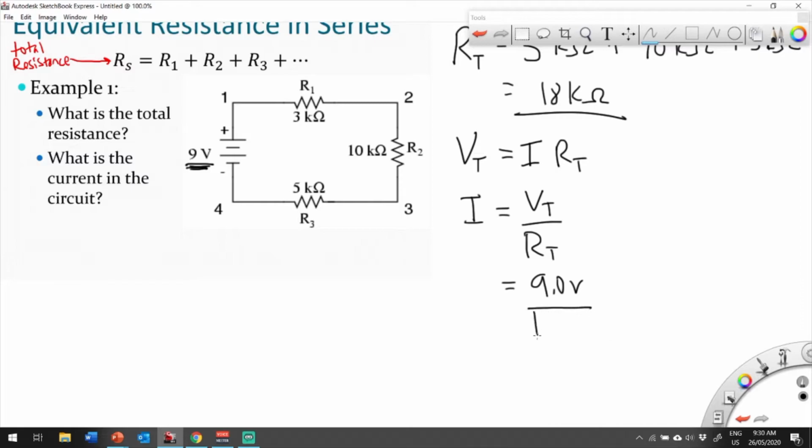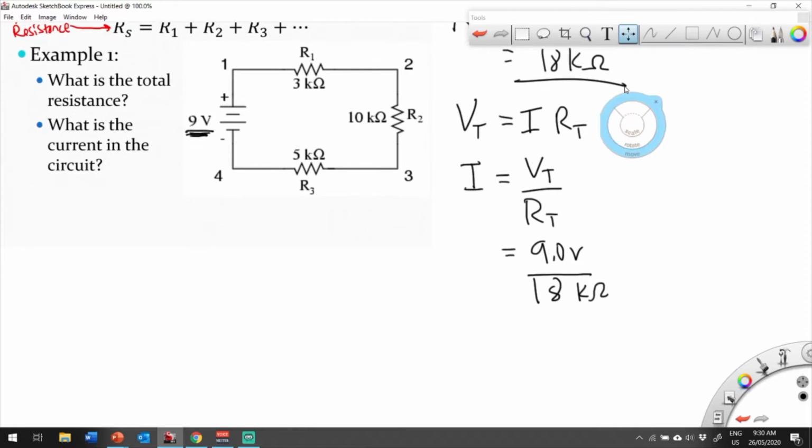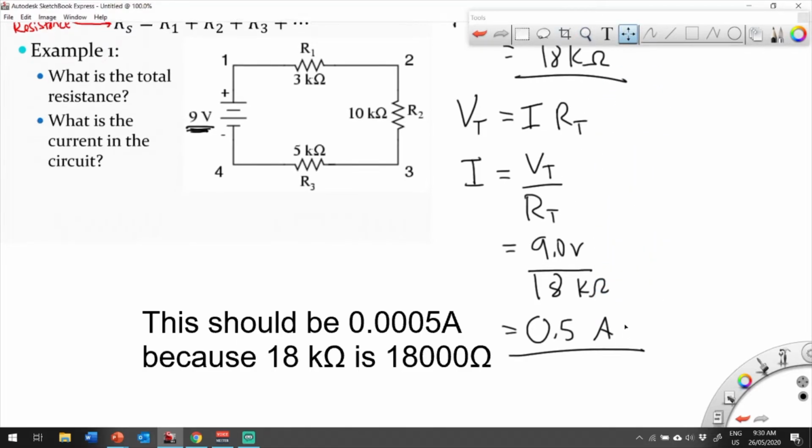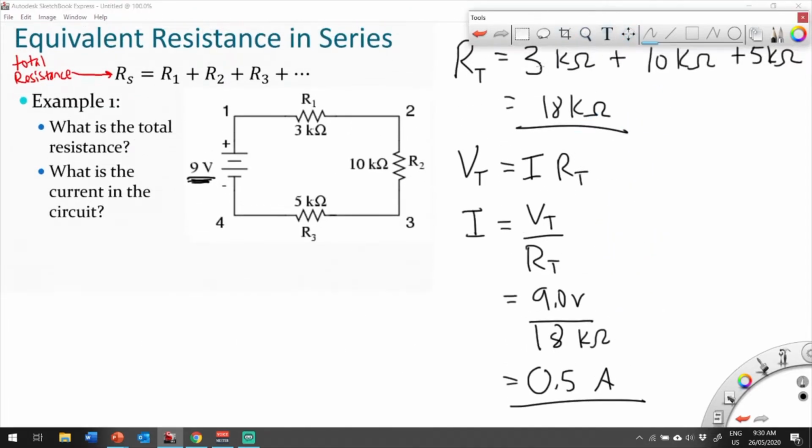And then divided by the 18 kilo ohms, we get the total amount of current: 9 divided by 18 is 0.5, and this will be in amps, being a current. So the total current flowing through this circuit is 0.5 amps. Alright, so there you go. Remember, for circuits in series, the total resistance is just the sum of all the resistances added together.